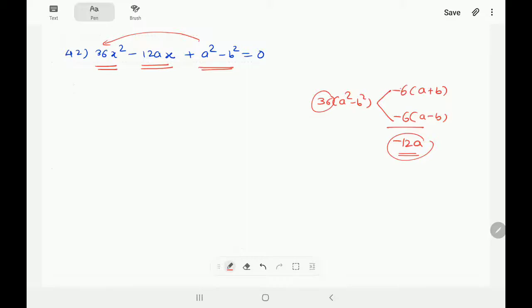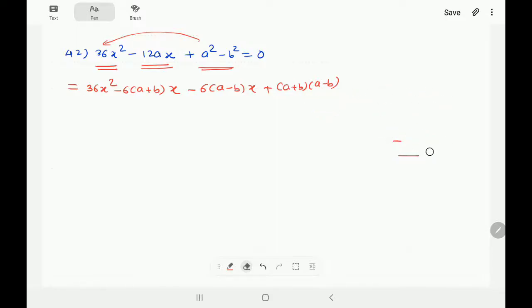I know it's difficult, but you have to try this. You're not in lower grades, now you're in 10th standard. Okay, let's go for it. So I get 36x square minus 6 into bracket a plus b into x minus 6 into bracket a minus b into x plus this I am going to write as a plus b into a minus b. Okay, let me just erase this. If you want to check this, you can rewind the video and check it.